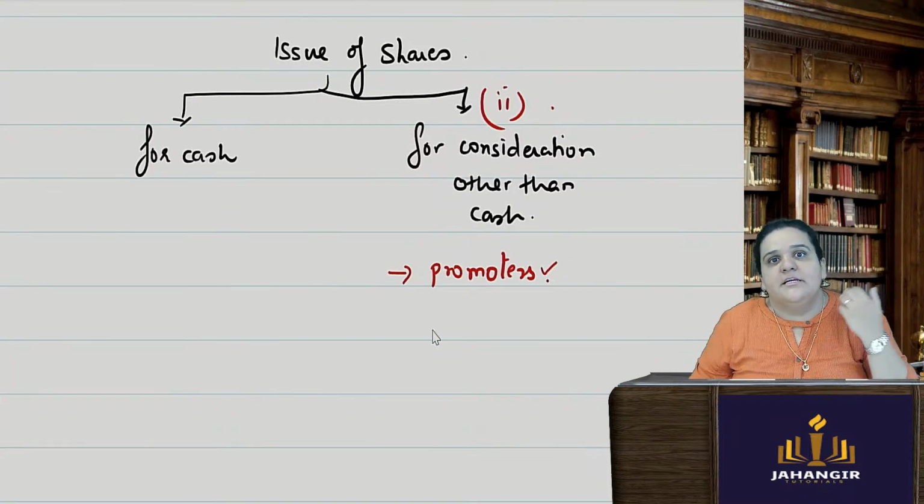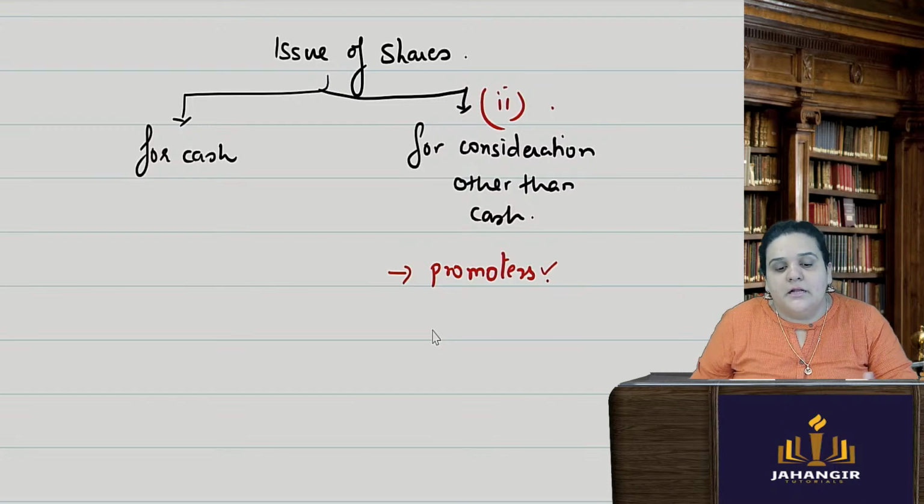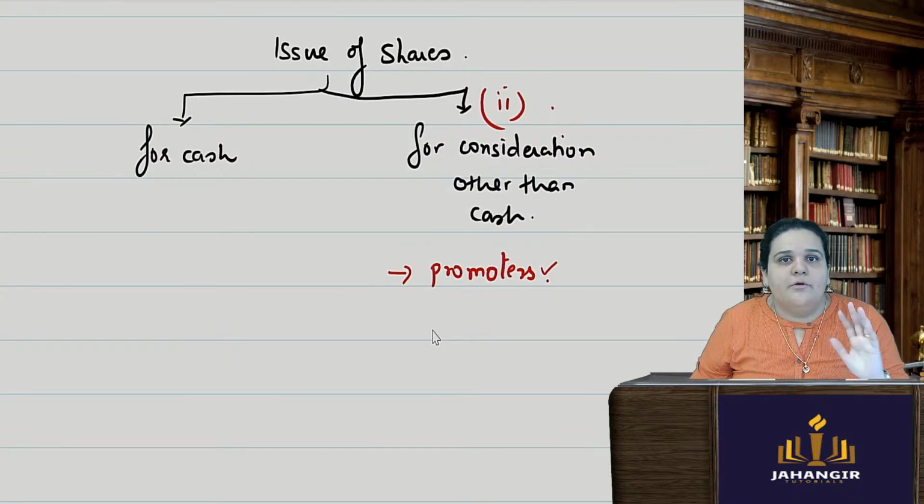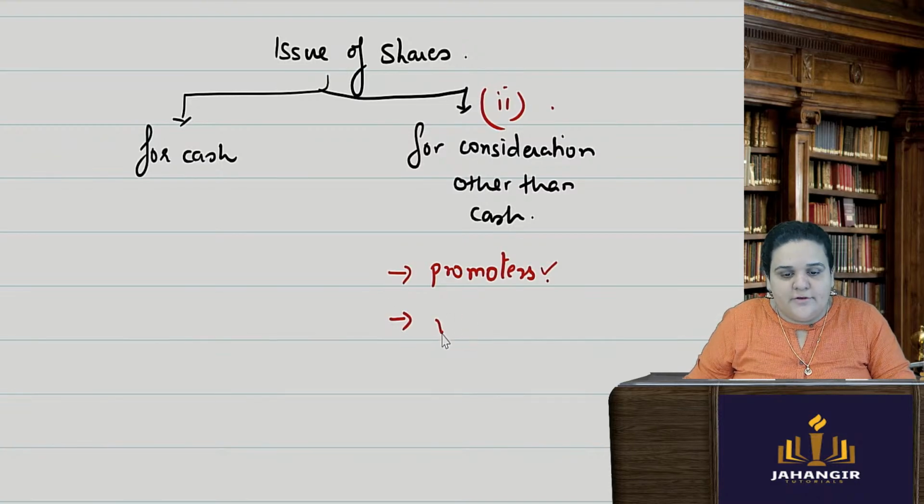Generally, whenever shares are issued to the promoters, the companies debit that particular expense to goodwill account or preliminary expenses account, because it is an expense to the company. Company is giving shares but not taking anything in return. Second, we can also issue shares to vendors.